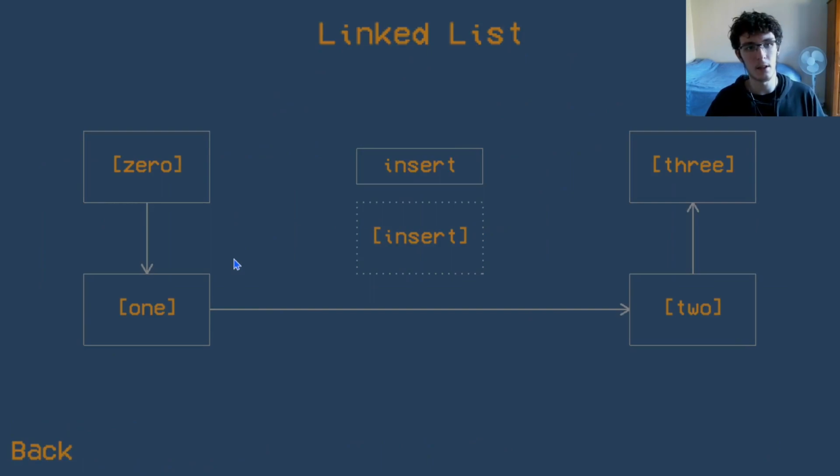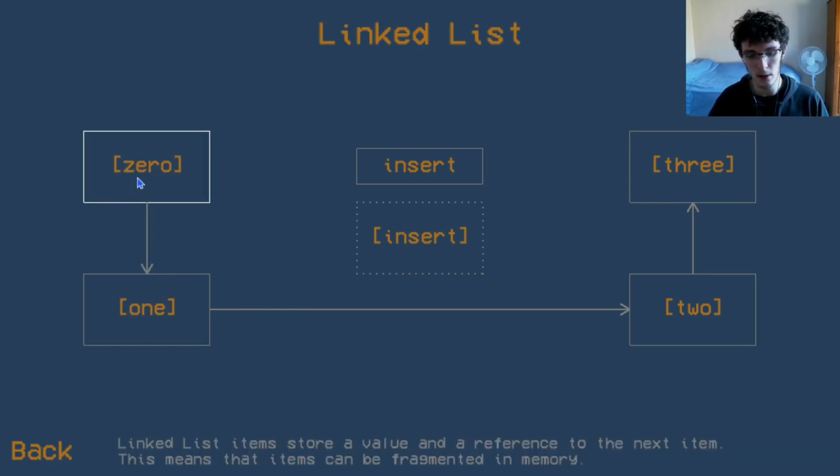That's what a linked list does. We store a node, it's called. We have a value and a memory address to the next location. In this case, it's usually denoted with an arrow because we can have a value here.